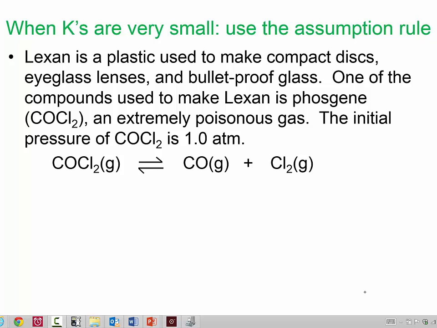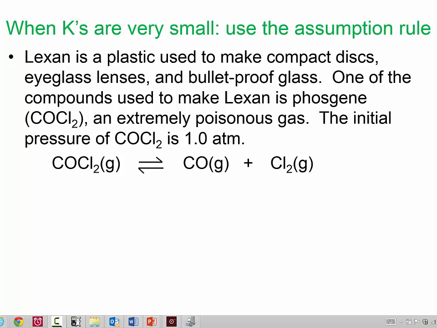In this video, we'll be covering equilibrium problems where you have a very small value for your equilibrium constant, and then we'll be using what's called the assumption rule to solve the problem. So here's a problem: Lexan is a plastic used to make compact discs, eyeglass lenses and bulletproof glass. One of the compounds used to make Lexan is phosgene gas, an extremely poisonous gas. The initial pressure of COCl2 is 1 atmosphere.